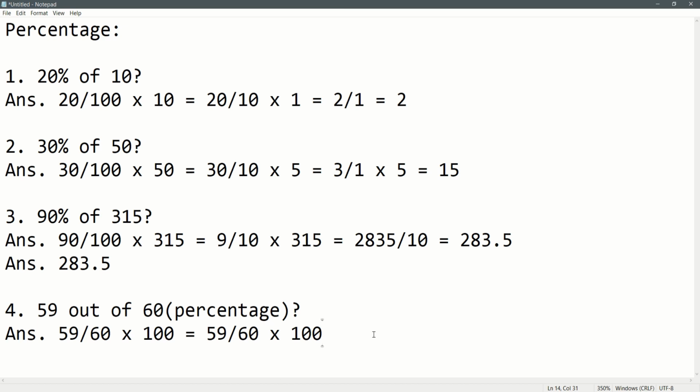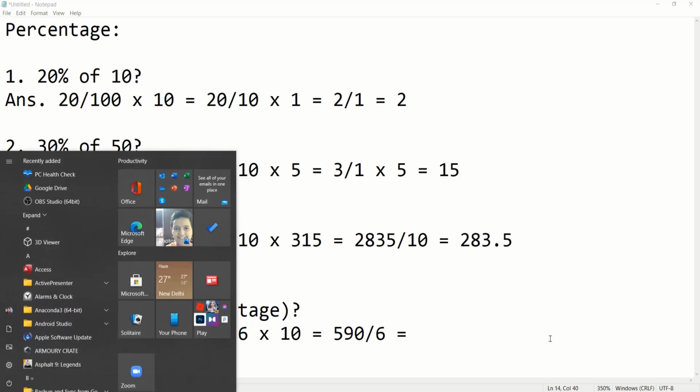Okay, so now we will be cutting the 0 and we are left with 59 upon 6 multiplied by 10. So 59 multiplied by 10 is 590 divided by 6. What is the answer? You can easily calculate it with your calculator, or you can also divide it by hand, I mean in your rough work. I'm currently not provided with rough work over here, so I'll be using the calculator only so that I will get the accurate answer.